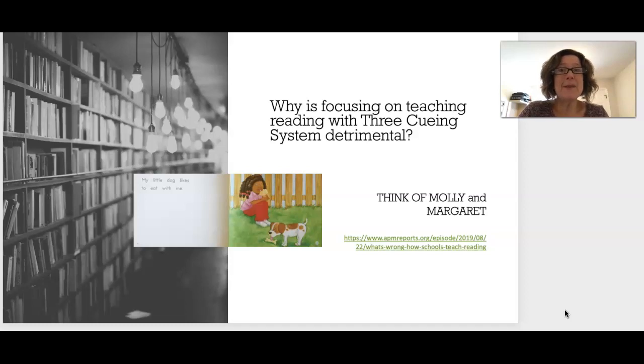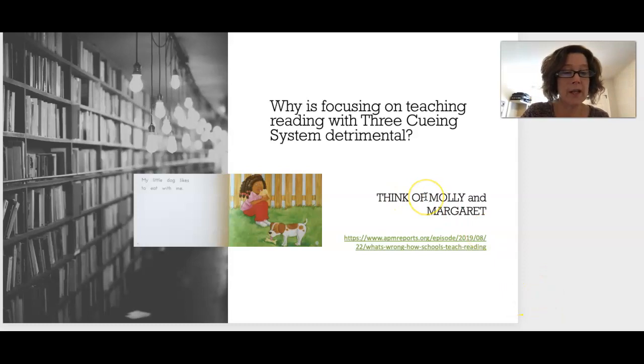Cueing system sometimes seems easier in K, 1 and 2, but what happens when they get to grade 3? Where there are no more pictures. The text gets heavier, the text gets longer. They start to read to learn instead of learn to read. And it sends a message to the children that they actually don't have to sound out the words. That's hard, and they don't have to do that, which then totally trips them up later, according to cognitive scientists and decades of research. Okay, so here's a little story about Molly.